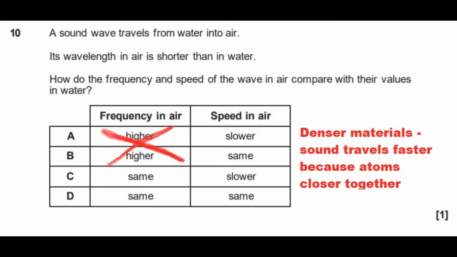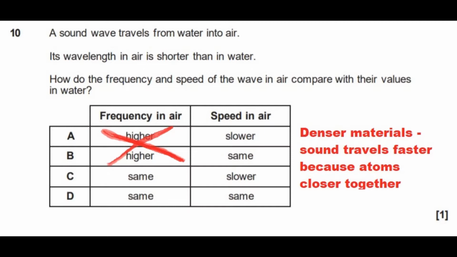Now, to answer this question, the frequency change will always be the same. So the frequency doesn't change when it goes from one medium to another. So we can eliminate A and B because the frequency is not higher in air, and that is not the case. The frequency will always stay the same whenever there's a change in medium. So it can either be C or D. So how do you determine which one is either C or D?